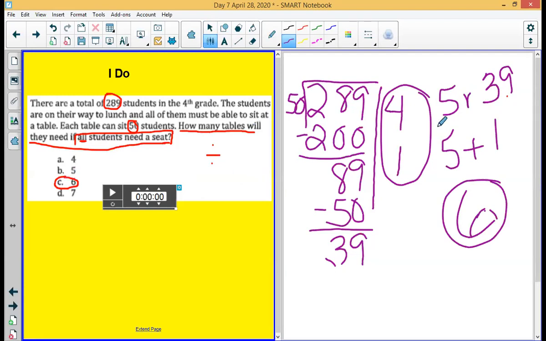Okay, so my quotient was 5. That's what my answer ended up being with the remainder of 39. And remember, I'm trying to figure out how many tables. Each table will seat 50 kids. So if I did 5 times 50, I get 250. I'm checking my work. I take 250 and subtract it from 289, and I would get my 39. So that is correct, and my answer here would be 6. There would be a total of 6 tables needed to seat every student in the 4th grade.